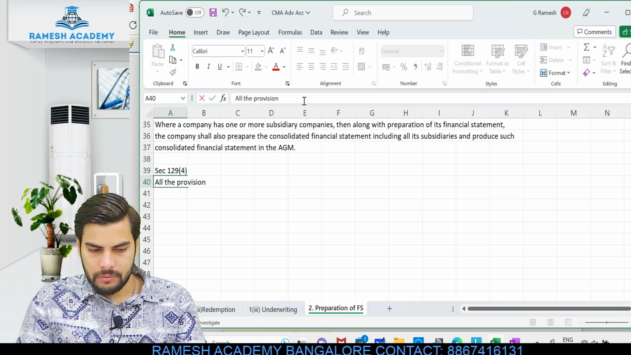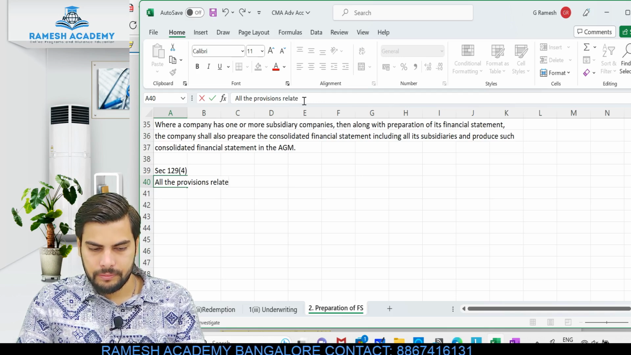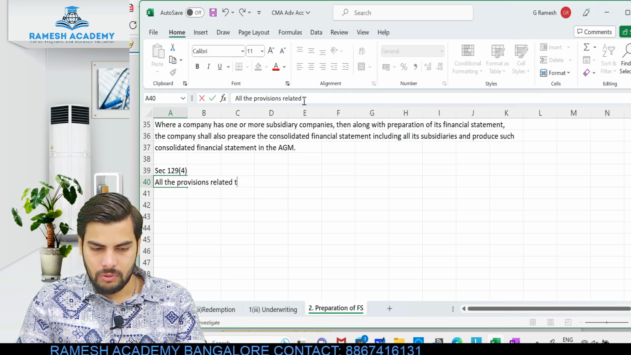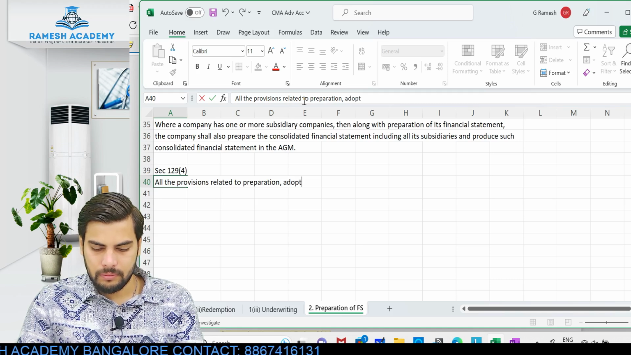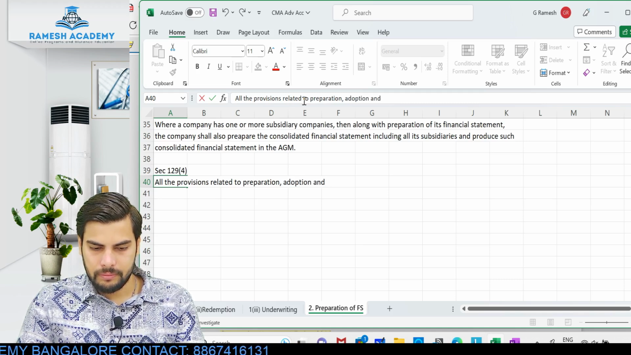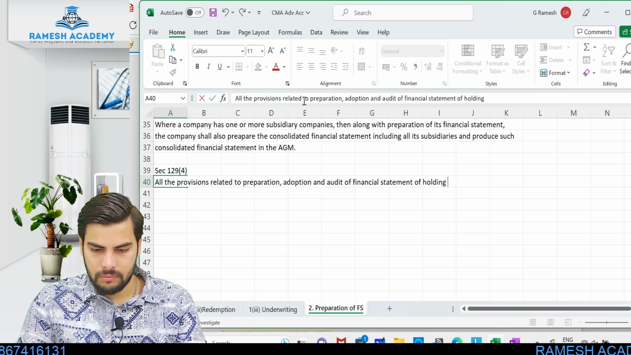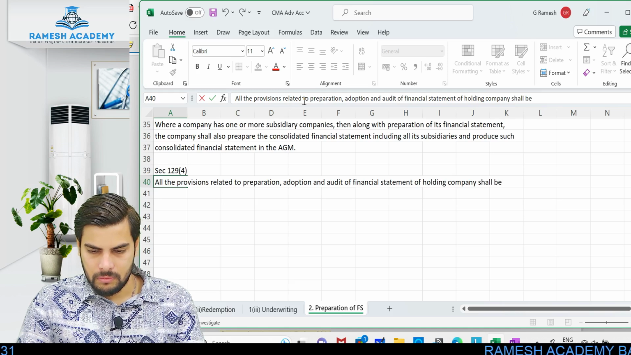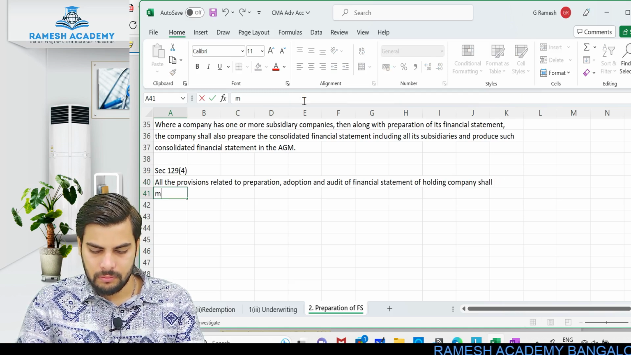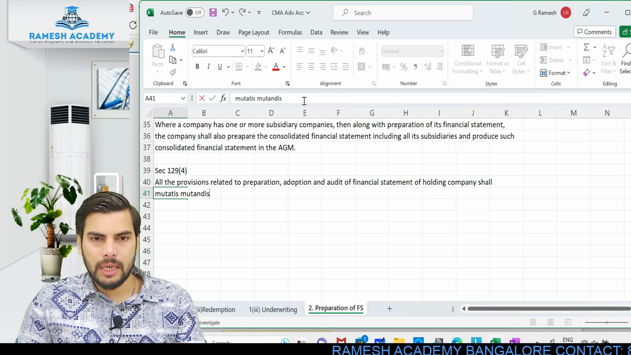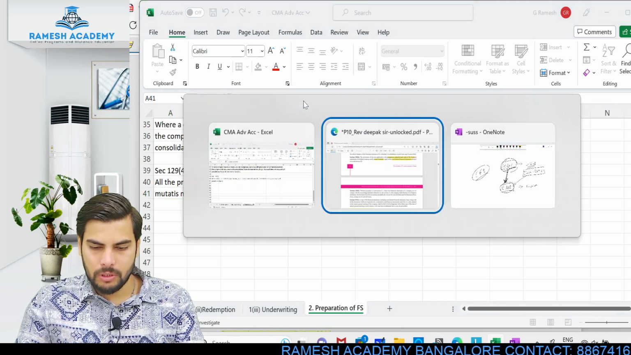All the provisions related to preparation, adoption and audit of financial statement of holding company shall mutatis mutandis. So mutatis mutandis is as good as ditto. Okay, you guys should have heard about this term, right?